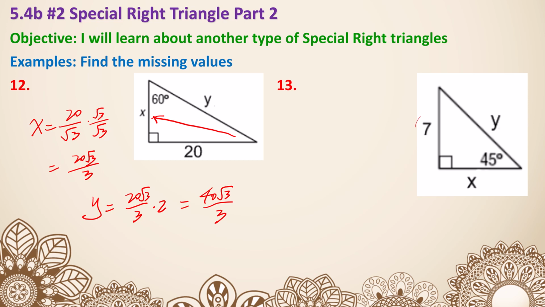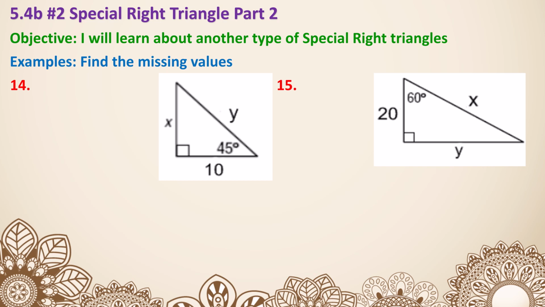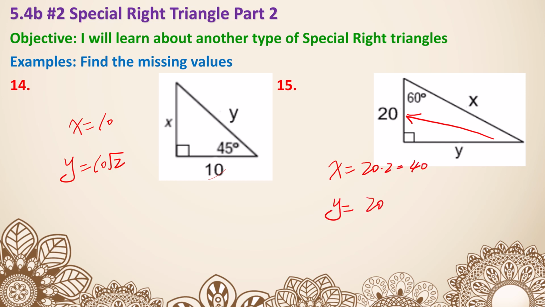13, you're given a leg that's facing 45 degrees, so x has to be the same. Y is going to be that side times the square root of 2. Moving on, this time you're given another one, so x is also going to be 10, but y is going to be 10 square root of 2. And 15, you're given the short leg, so x is going to be twice the short leg, so 20 times 2, which is 40. And the longer leg is going to be short leg times square root of 3, so 20 square root of 3.